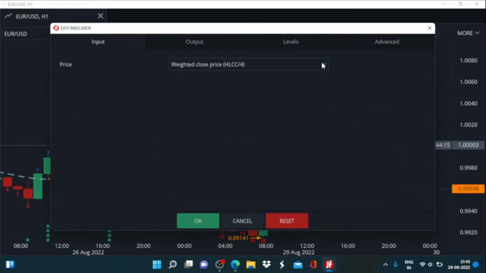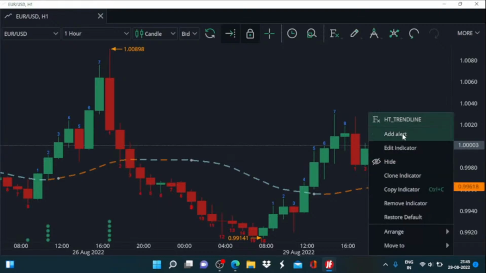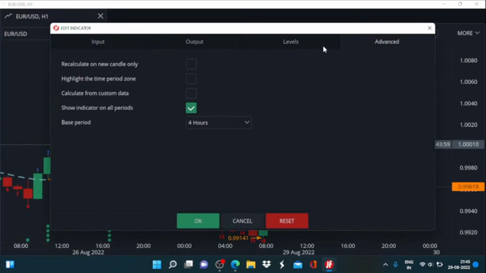The applied price is weighted close price. I will change it to close price. So depending on this closing price, the output value of the ST trend line will keep varying throughout the hour. But if we opt in for this option of recalculate on new candle only, then only once it will be calculated, and then for that given period it will remain constant. So that option is also there.